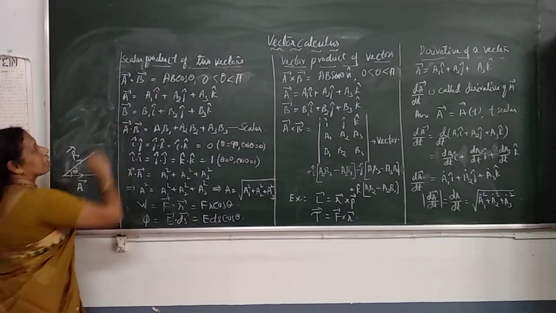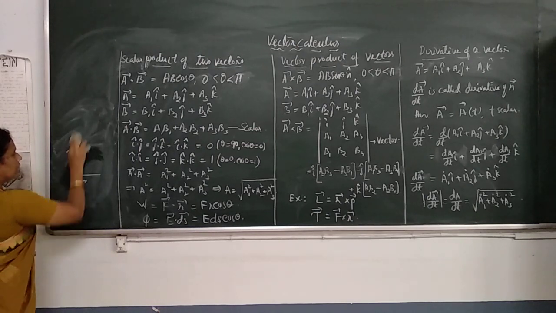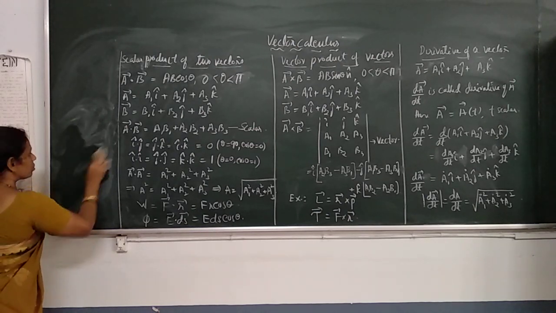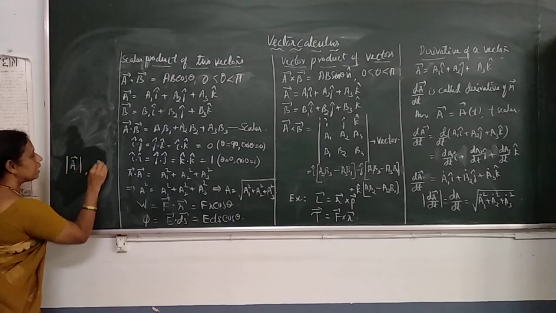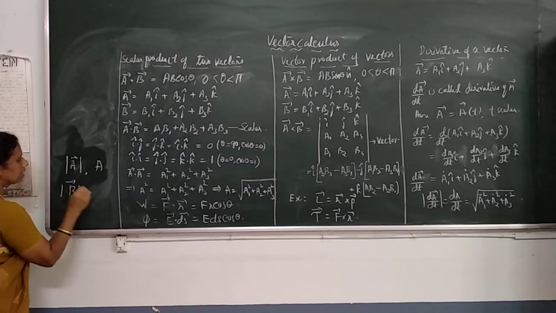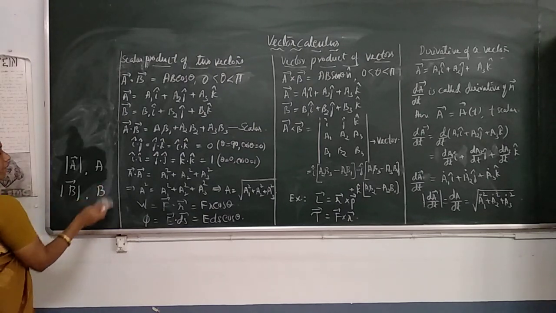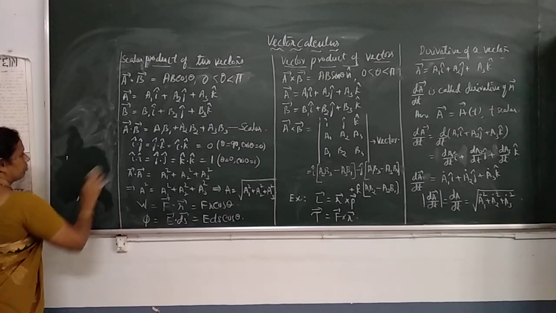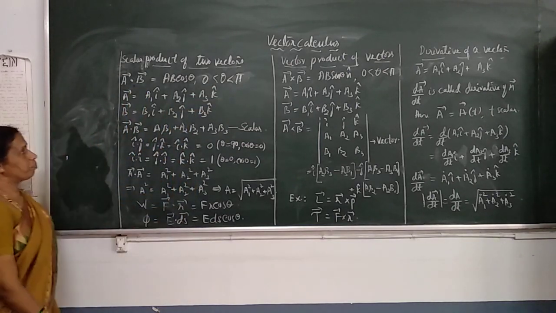Here A and B are the magnitudes of A vector and B vector. Usually we denote the magnitude of the vector A by the symbol mod A vector, or simply the letter A. Similarly, modulus B vector, or simply the letter B, indicates the magnitude. Magnitudes are scalars. That is about the scalar product of two vectors.